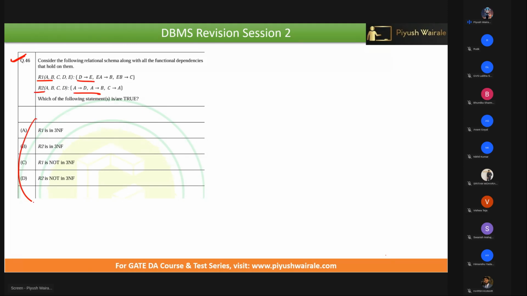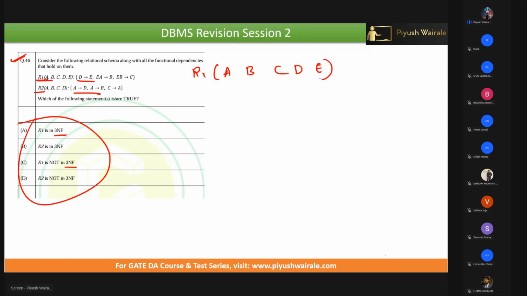We have to check for both the relations here, right? So first, what about R1? Whether R1 is in 3NF or not in 3NF, we have to check the same for R2 as well. Okay, it's a CSE 24 or 25 paper, I guess. So let's check for R1 here. In R1, we have A, B, C, D, E.